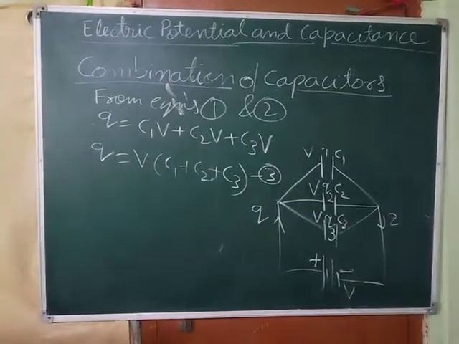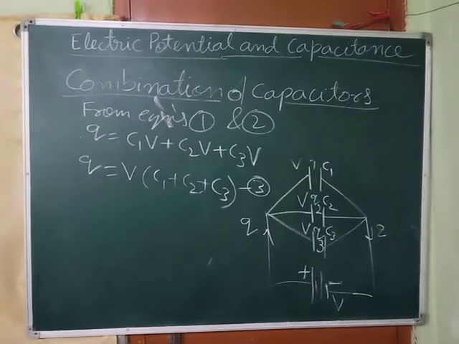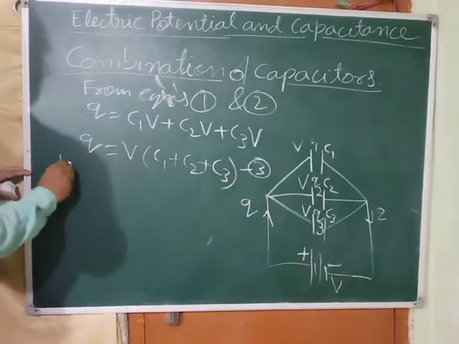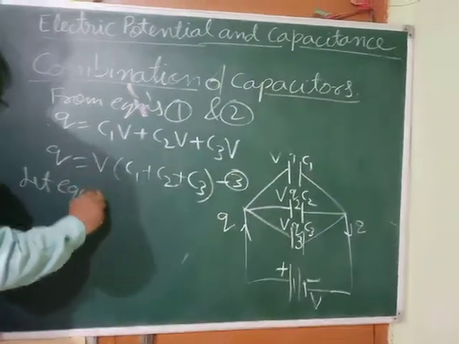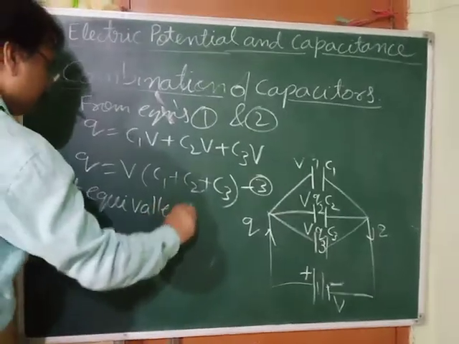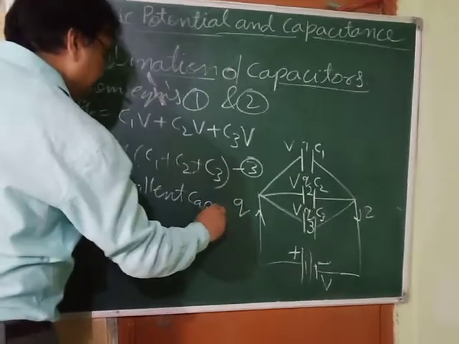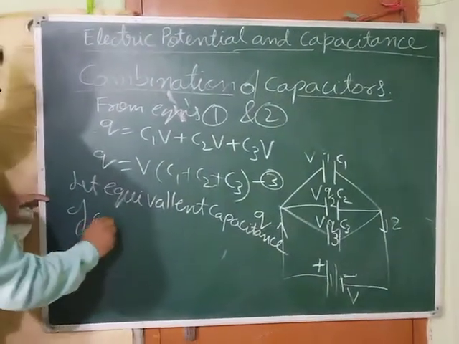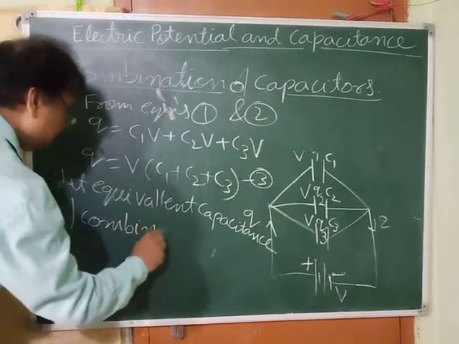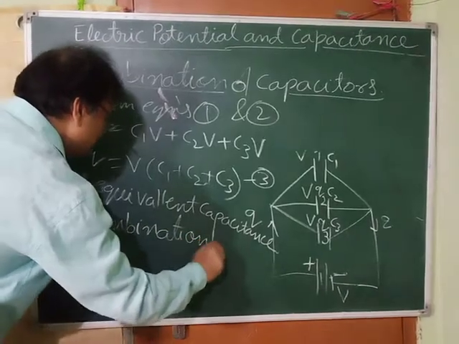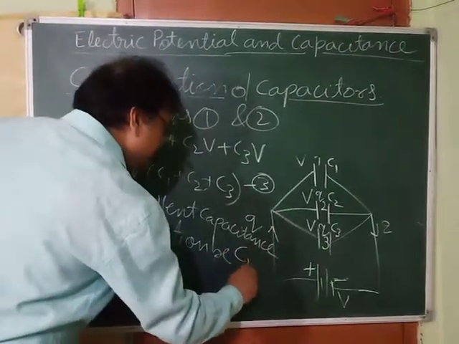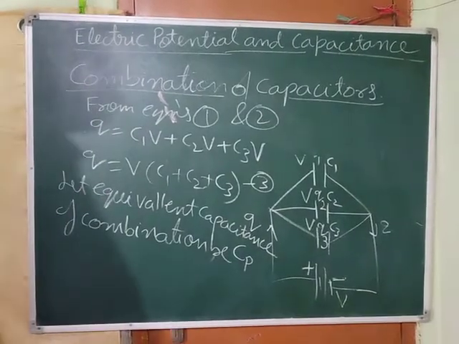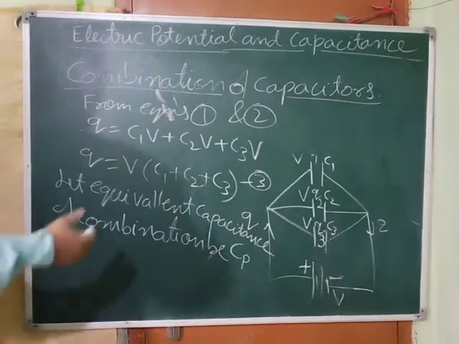Now what we have to do again is take the equivalent capacitance of the combination. So let the equivalent capacitance of the combination be Cp. Why p? For parallel. We have just taken a symbol; we don't know its value. We have to find it out.